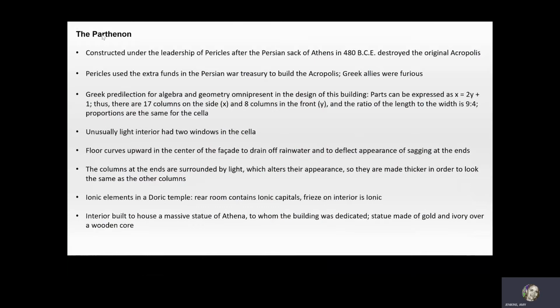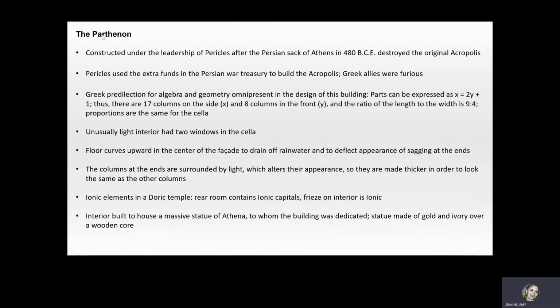Floor curves upward in the center of the facade to drain off rainwater and to deflect the appearance of sagging at the ends. The columns at the ends are surrounded by light, which alters their appearance, so they are made thicker in order to look the same as the other columns. Ionic elements in a Doric temple.